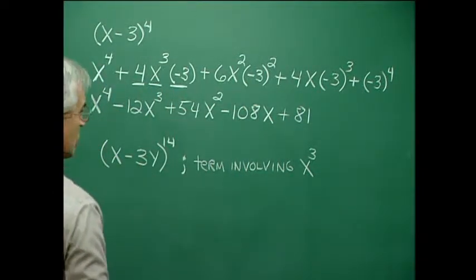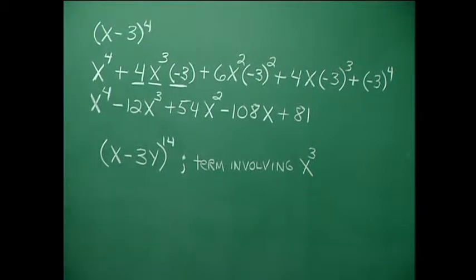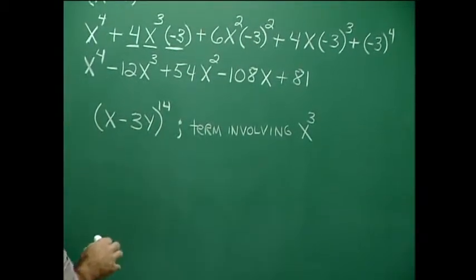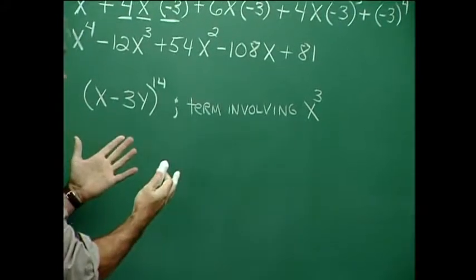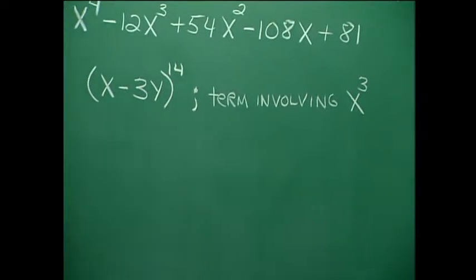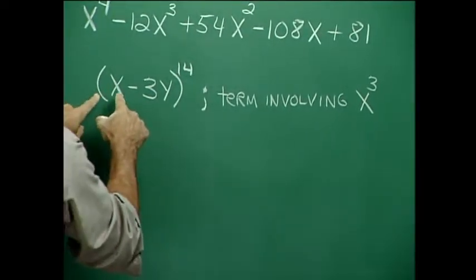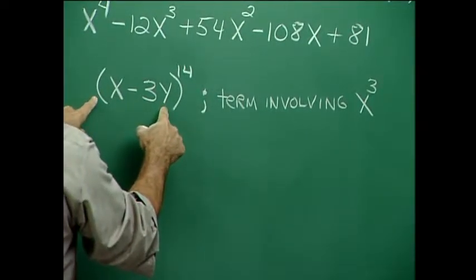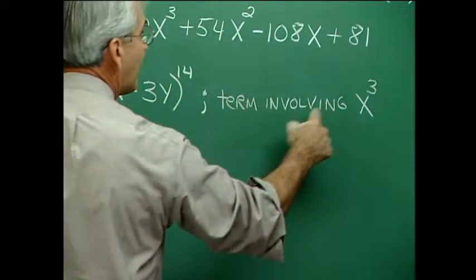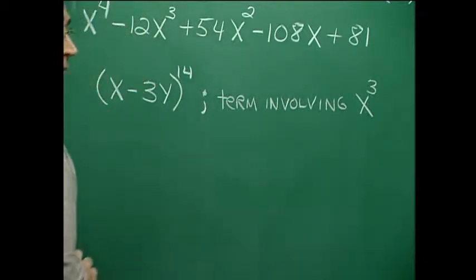All right, here's another situation where we have the binomial theorem possibly involved, and it involves an expansion. But we're only trying to identify a single term within the expansion. Let's say that we're talking about the expansion of x minus 3y to the 14th power, and we want to write the term involving x cubed. The term involving x cubed.